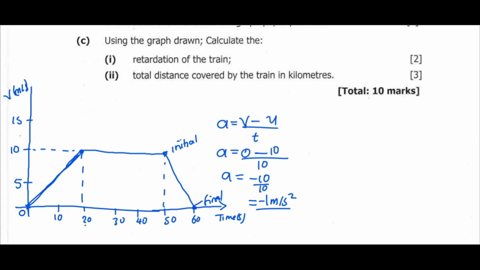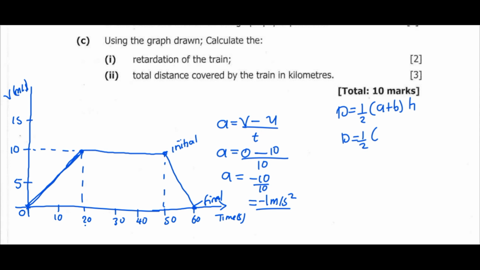Then 2, we want the total distance traveled by the train in kilometers. So distance is just you multiply the values in y times the values in x. So we can see that we have a trapezium, so the distance is equal to half, then a plus b multiplied by h.